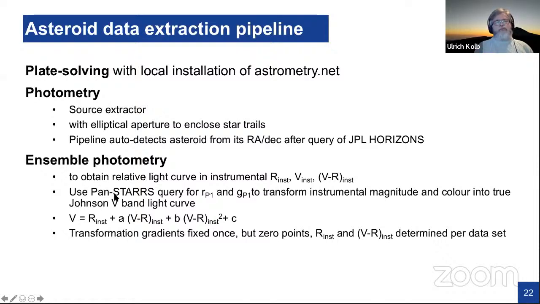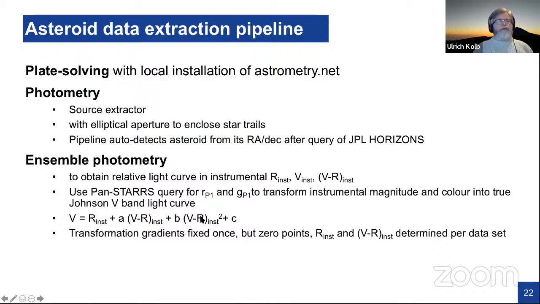So the solution we implemented, and this is really Sam's work, is to use the existing Pan-STARRS catalog, and the pipeline queries Pan-STARRS in real time via API to obtain the r_P1 and g_P1 magnitudes for all the stars in the field, and uses those to transform instrumental magnitude and color into, and that's the main outcome, the true Johnson V-band light curve.